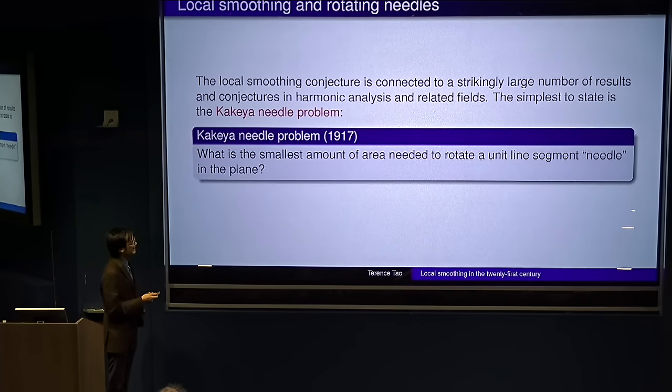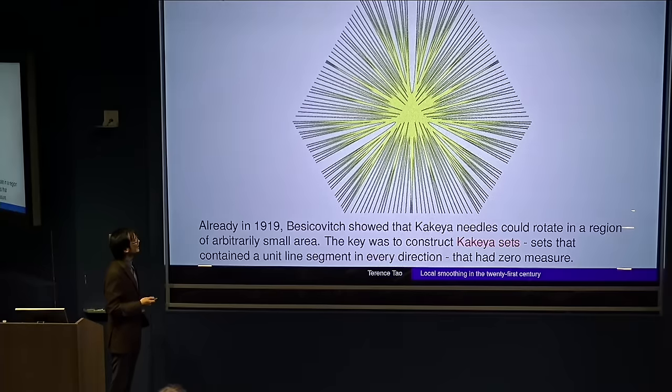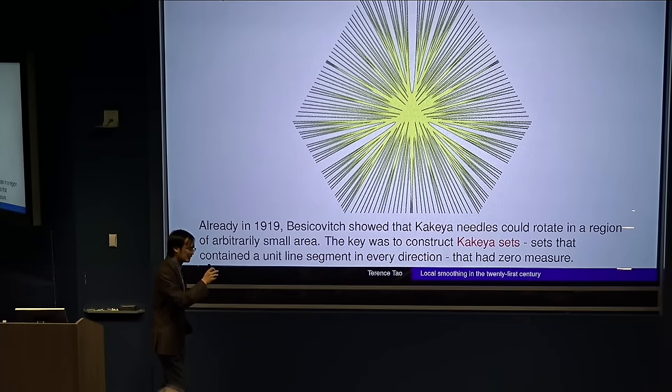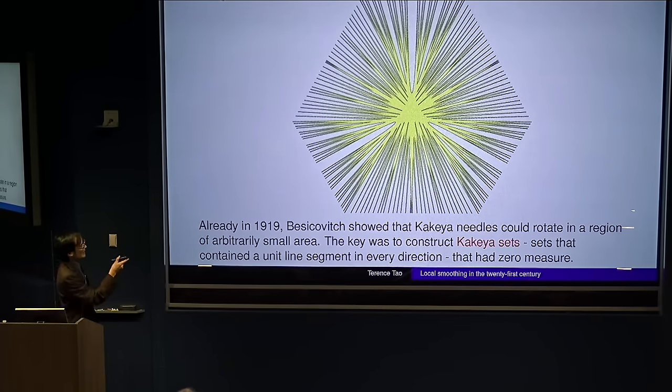Actually, it turns out that if instead of a 3-point U-turn, you do a 5-point or 7-point, if you do lots of little turns, you can turn a needle around using arbitrarily small area. There is a way. There are these things called Kakeya sets. A Kakeya set is a set that contains a unit line segment in every direction. Roughly speaking, these are sets in which it's possible to do a very fancy parallel parking maneuver and turn a needle around, and you can use as little area as you wish.